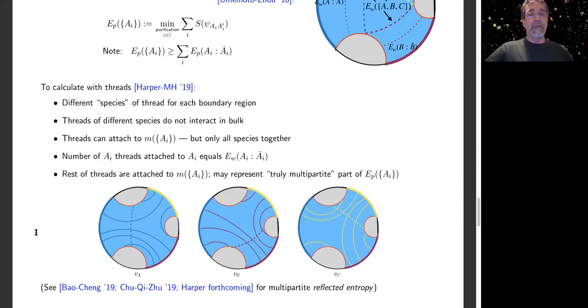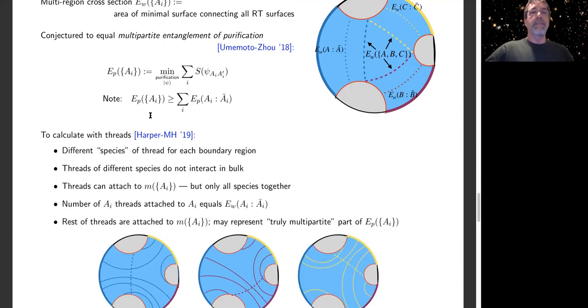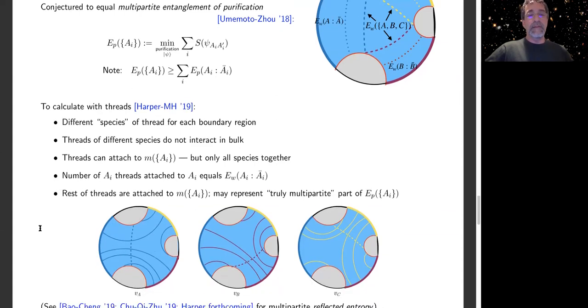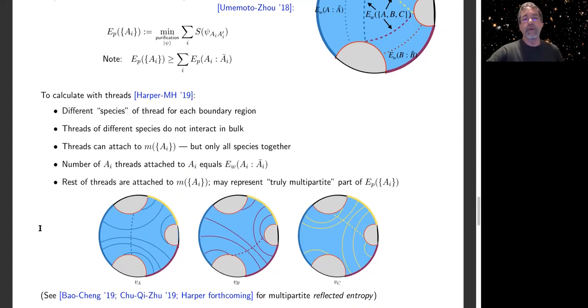What's nice is that when you have such a picture, the threads which end on this joint RT surface actually calculate the difference between the multipartite and the sum of the bipartite quantities. More precisely, they calculate the difference between the area of the dashed line and the area of the dotted ones. So you can speculate that they represent the multipartite part of the multipartite entanglement of purification.